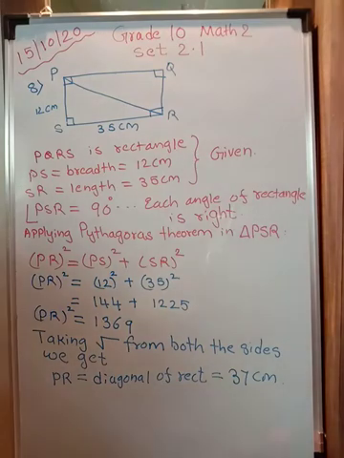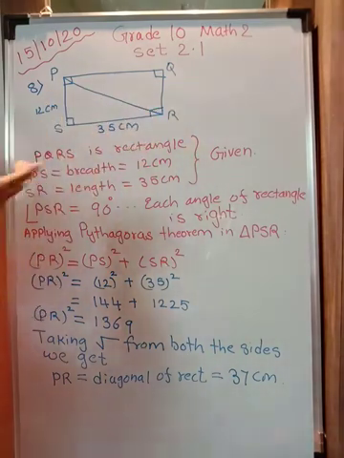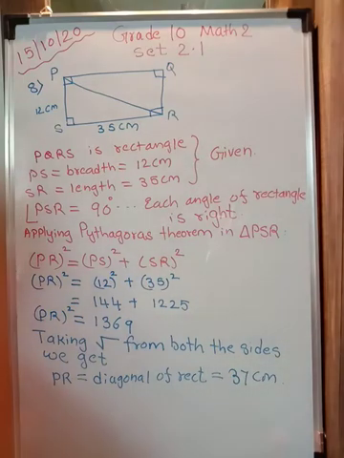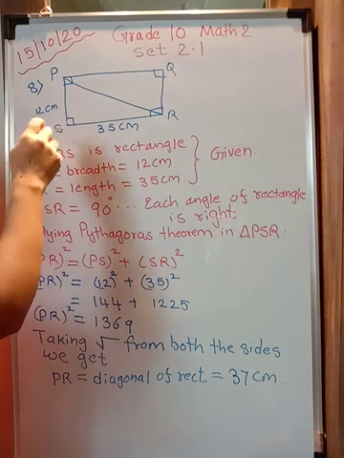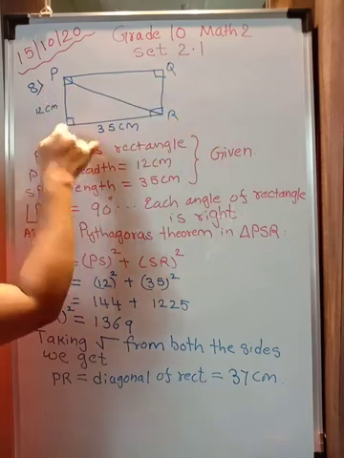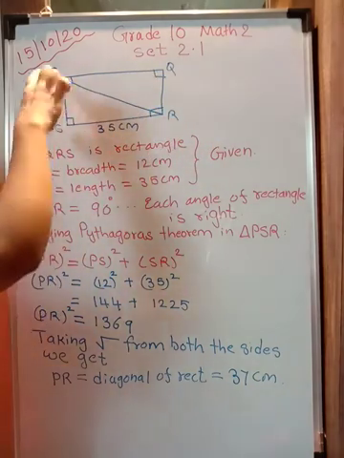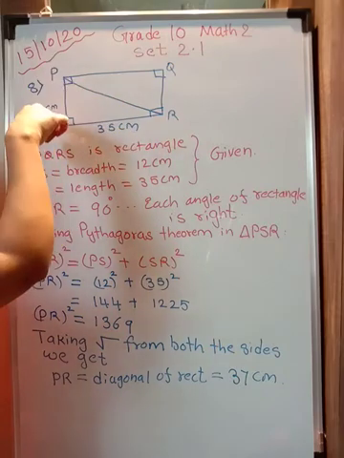Now, the 8th question is just a piece of cake because they have given PQRS as a rectangle. I'll read the question for you first. The 8th question says: find the diagonal of a rectangle whose length is 35 and breadth is 12 centimeters. So we are drawing this on our own. PQRS is a rectangle. All the angles of a rectangle will be 90 degrees. Length is given as 35 and breadth is given as 12.